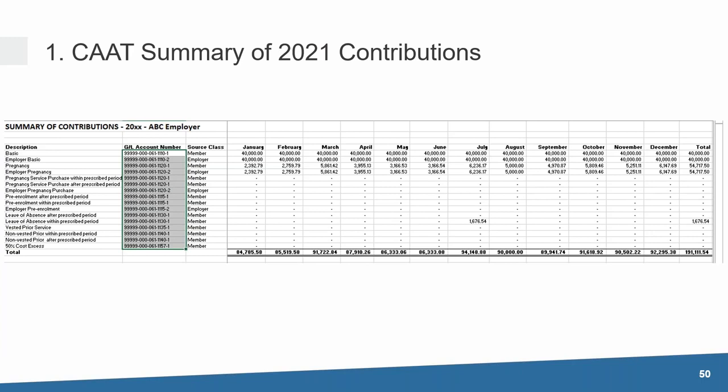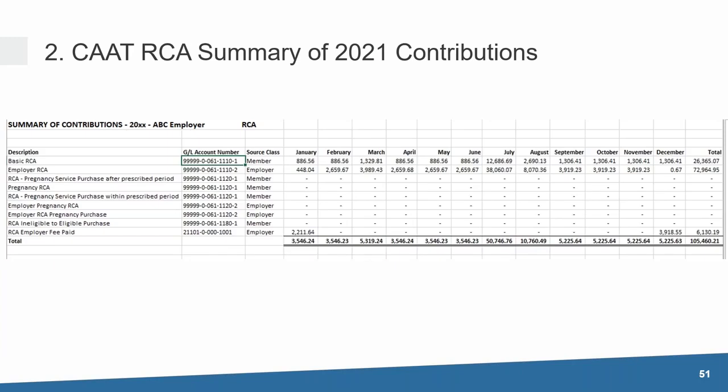The next slide is a sample of the CAT RCA contribution spreadsheet. This report is an example of the CAT summary of RCA contributions for the year 2021. Similarly, here the figures should be verified against your remittance records. The spreadsheet for the most part looks the same as last year. We do ask that you note that the RCA employer fee paid line shows you the amount paid towards the RCA fee invoice throughout the year 2021.